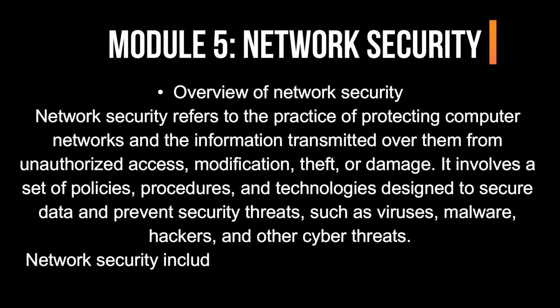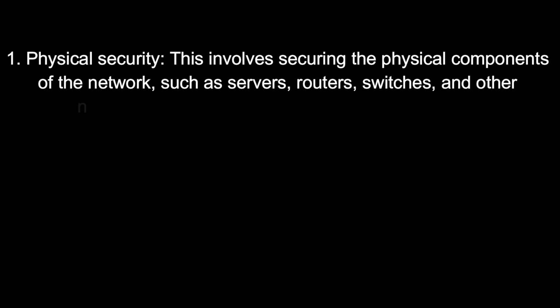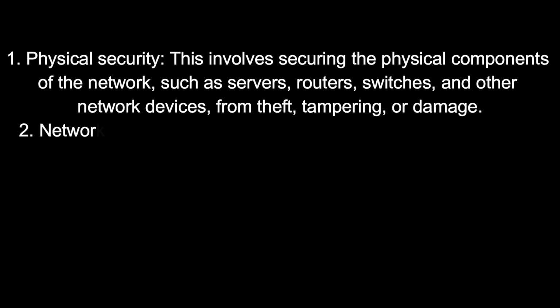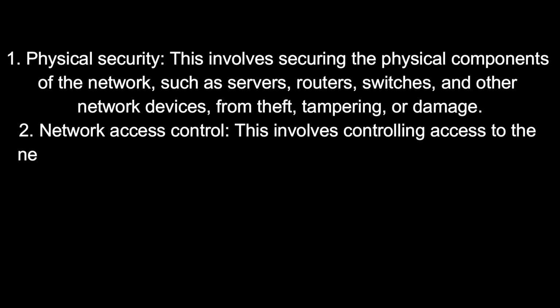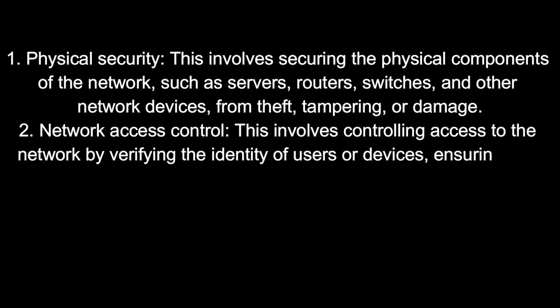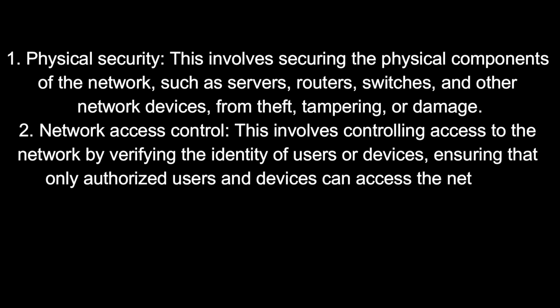Network security includes several layers of protection, including 1. Physical security. This involves securing the physical components of the network, such as servers, routers, switches, and other network devices, from theft, tampering, or damage. 2. Network access control. This involves controlling access to the network by verifying the identity of users or devices, ensuring that only authorized users and devices can access the network.